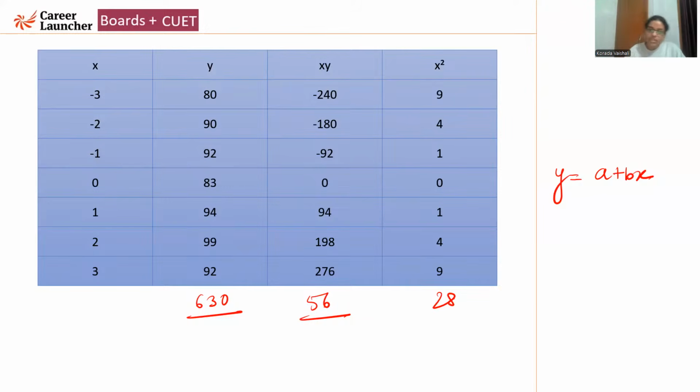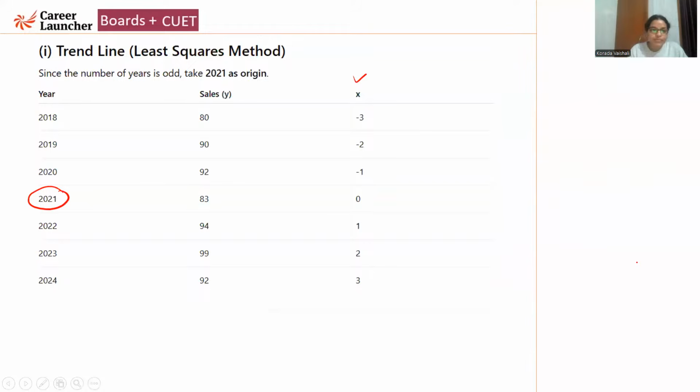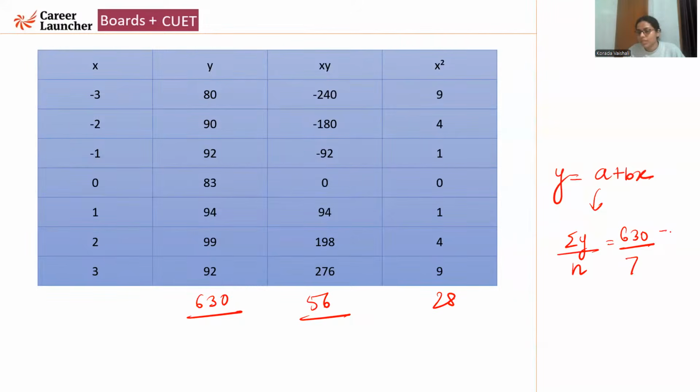अब a की value क्या होती है? A is given by summation of y by n. So 630 divided by what is the value of n? n की value हो जाएगी 1, 2, 3, 4, 5, 6, 7. So it is going to be 90.